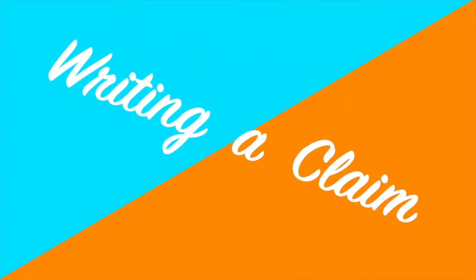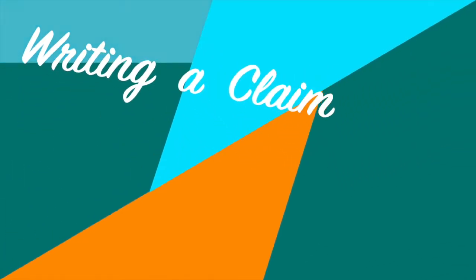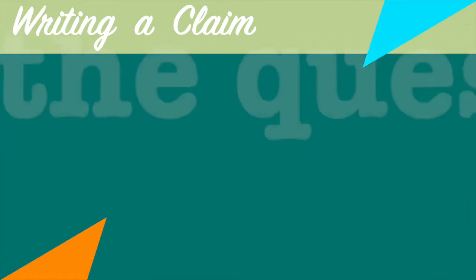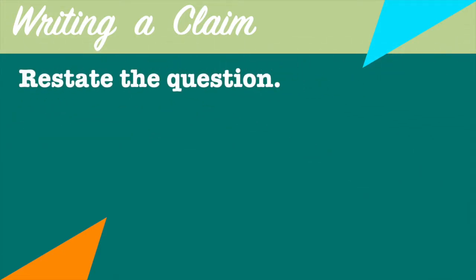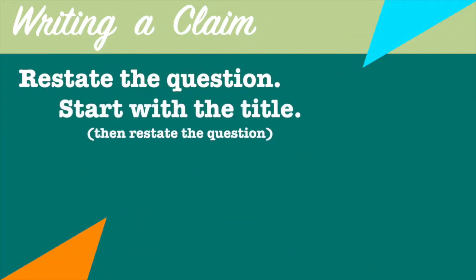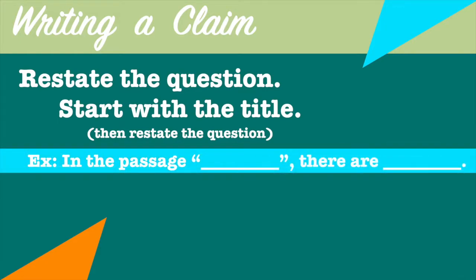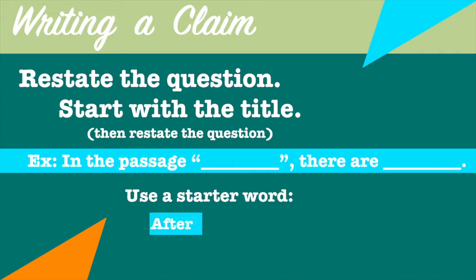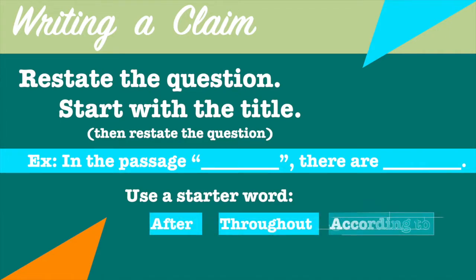Your first step is to write your claim. When writing your claim, restate the question. Start with the title of the work you're talking about, and then restate the question or task being asked of you. An example claim would look like this. In the passage blank, there are blank. So for this essay, a claim might look like this. In The Giver, Jonas's society is ignorant of blank. For your claim, you want to make sure to use a starter word, such as after, throughout, or according to.